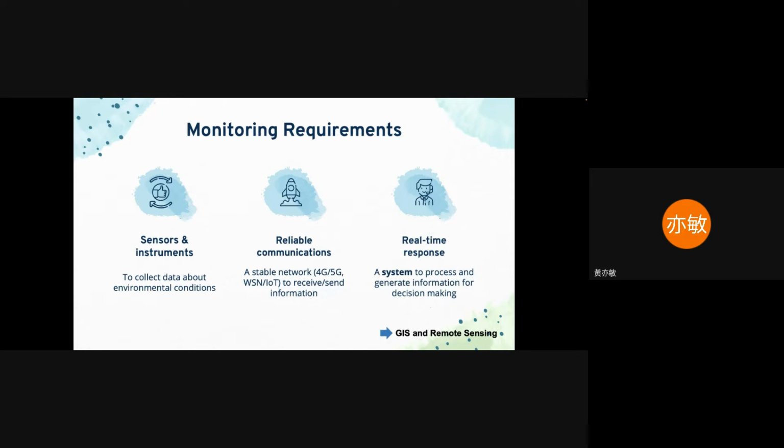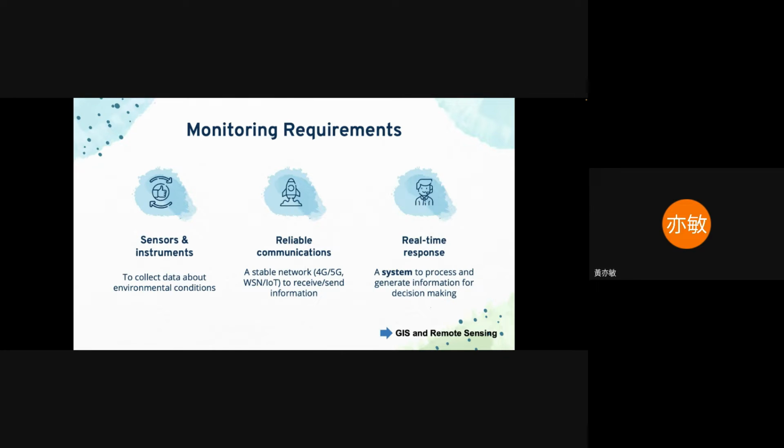When people obtain the information from the site, and when we are worried about a certain type of disaster, we need a system to process all the information into ratings or labels, or even to send out a warning message to the person who makes decisions. Then we can evacuate the people if their lives are threatened by the natural disaster. So these three steps, the sensors, the reliable communications, and the response, are all important parts of the monitoring system.